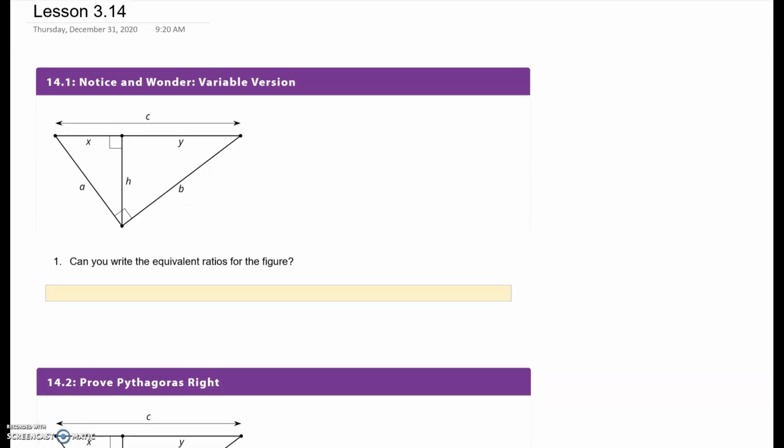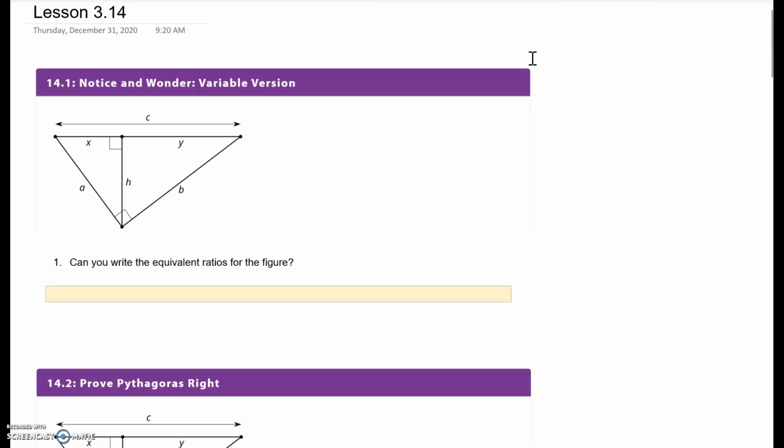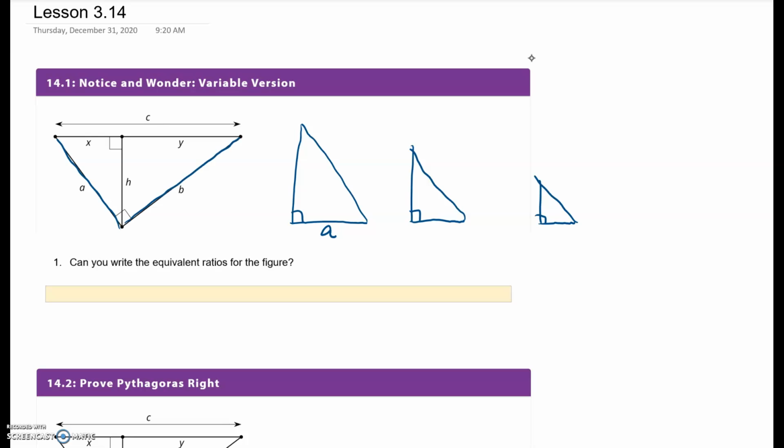The first thing we're going to do is draw the three right triangles. So we'll start with the big one, we have the medium one, and then we have the small one. Okay, those are our three right triangles. I'm going to come over here to the big right triangle. The smaller leg is A, the longer leg is B, and the hypotenuse is C. So there's our first right triangle.